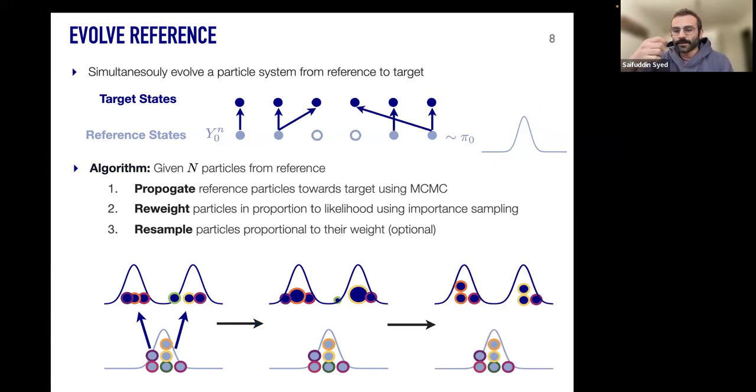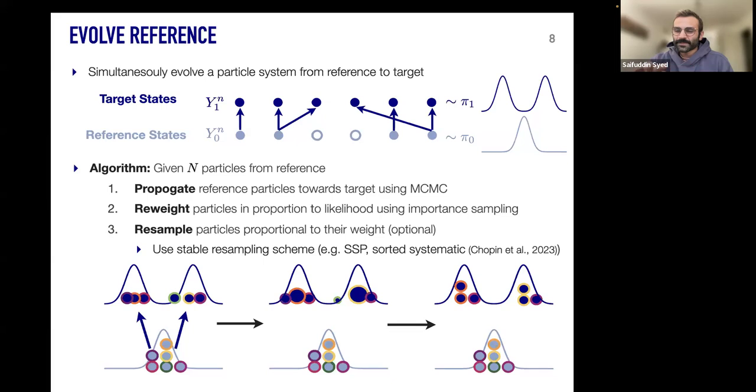And then we can optionally do a resampling procedure where we take these non-uniform weights and basically bring them back to uniform, which corresponds to effectively killing off some of the lower weights and repopulating the higher weights. And if you pick n to be large enough, this will give us a particle approximation of our reference and a particle approximation of our target, which we can plug into the same formulas that we had earlier, and we get expectations and normalizing constants.